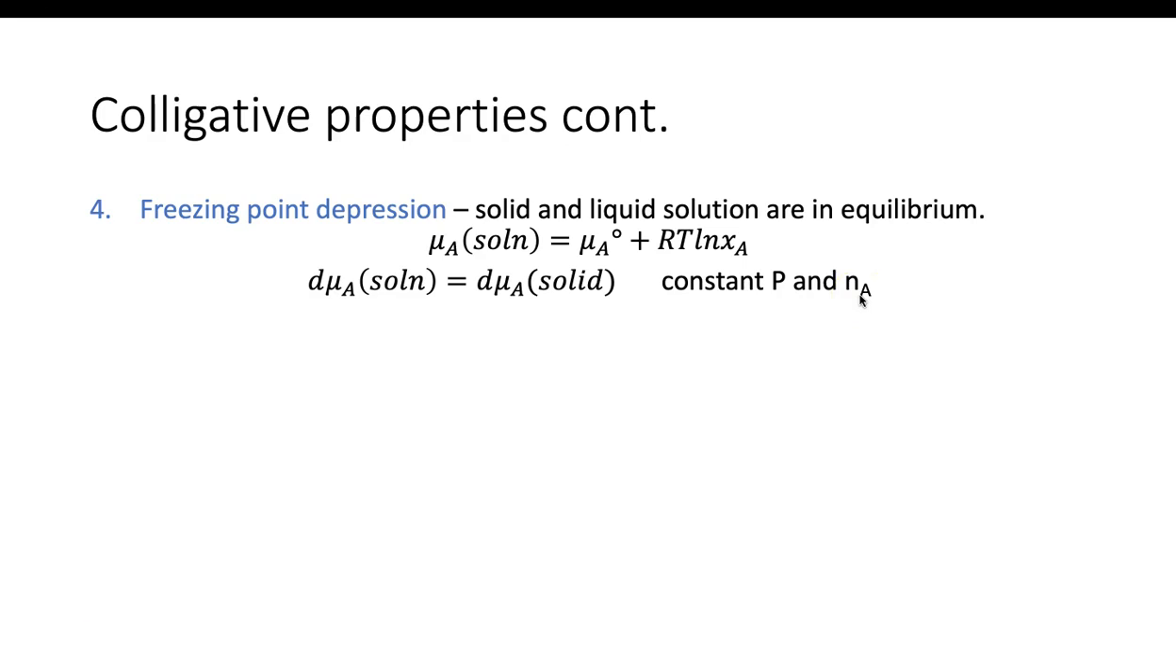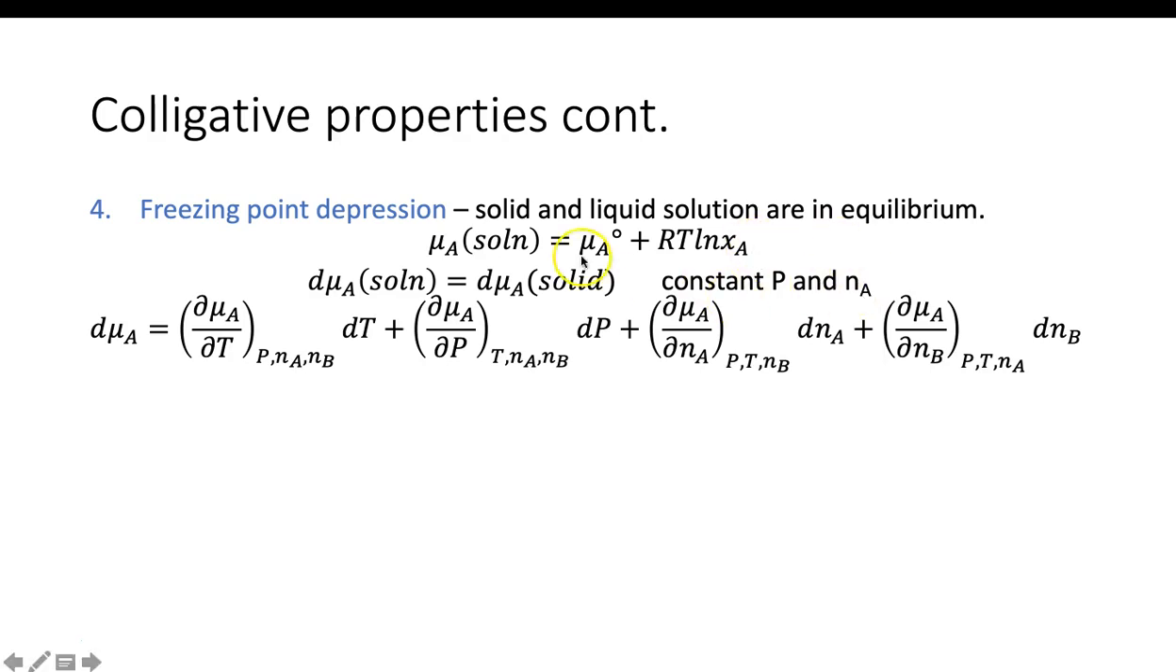So we write out the complete expression for the change in chemical potential of the solution. Then we have a temperature-dependent term, a pressure-dependent term, a number of moles of solvent-dependent term, and a moles of solute-dependent term, and all of their corresponding partial derivatives.